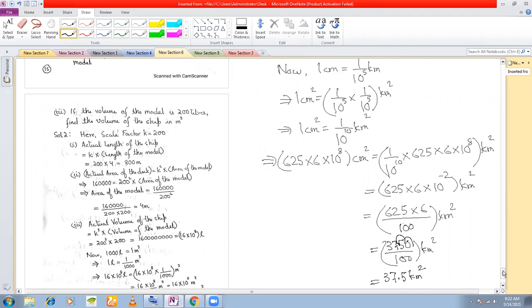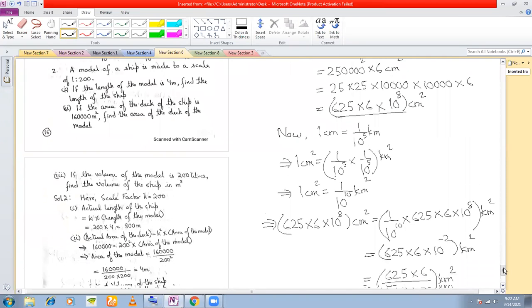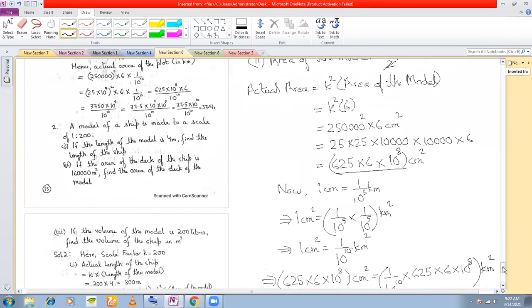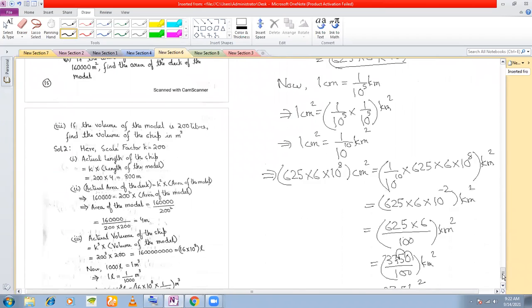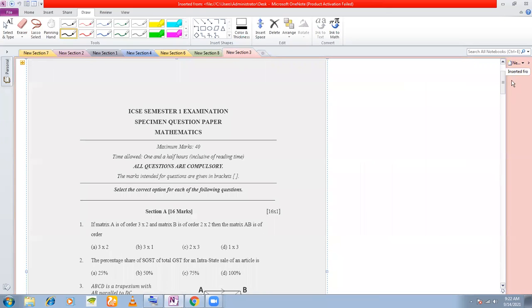Fine. Is it clear now? How to calculate the length and how to calculate the area? Fine. So I guess I can now go to the multiple choice question. The second question I can discuss with you tomorrow. I can now move on to the multiple choice question, right?